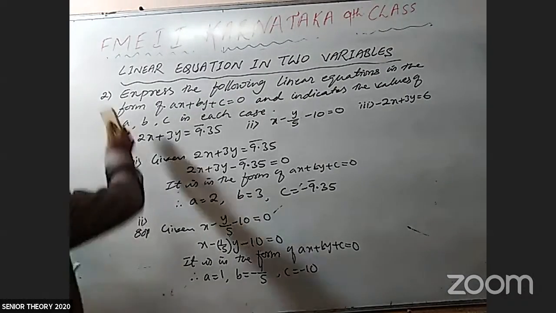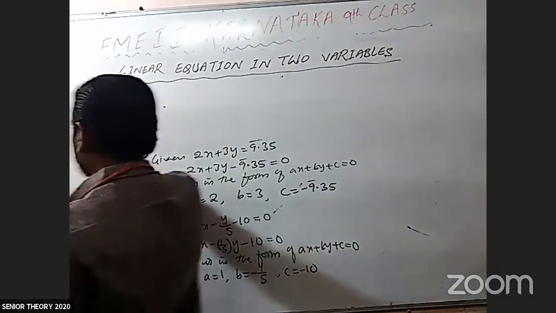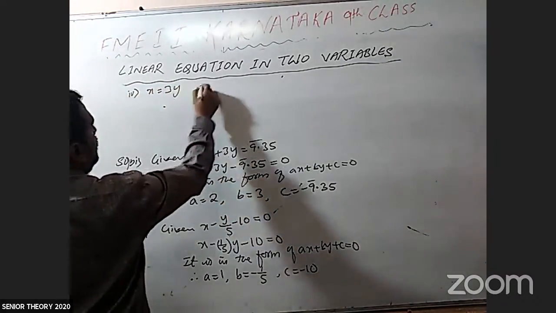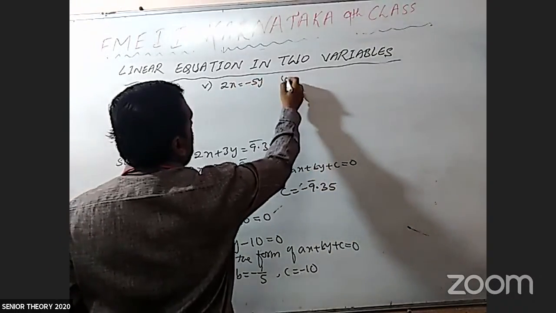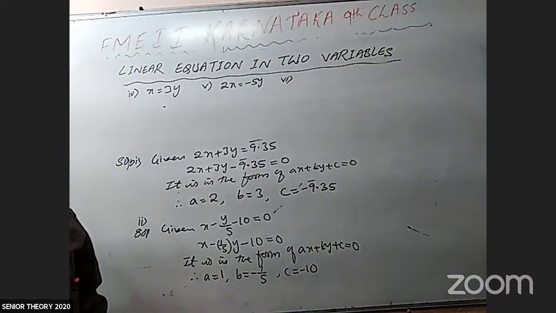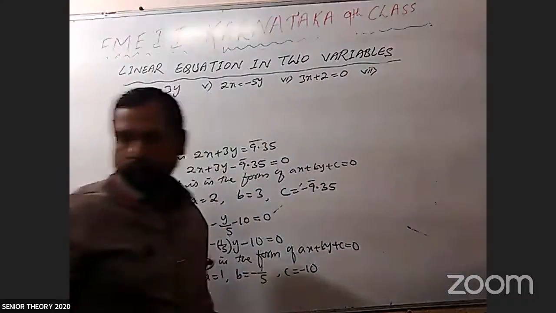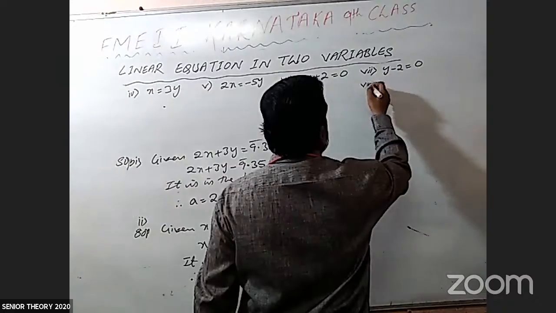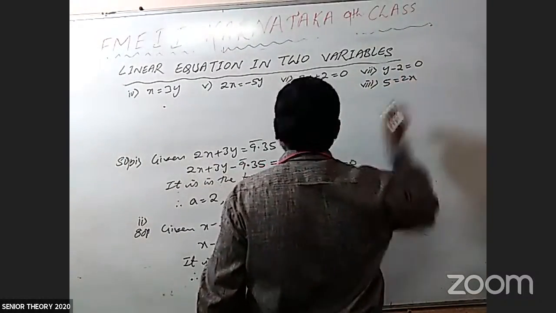Next, fourth one. Question number 4 is x equal 3y. Number 5 is 2x equal minus 5y. And number 6 is 3x plus 2 equals 0. And number 7 is y minus 2 equals 0. And last one, number 8, is 5 equal 2x.